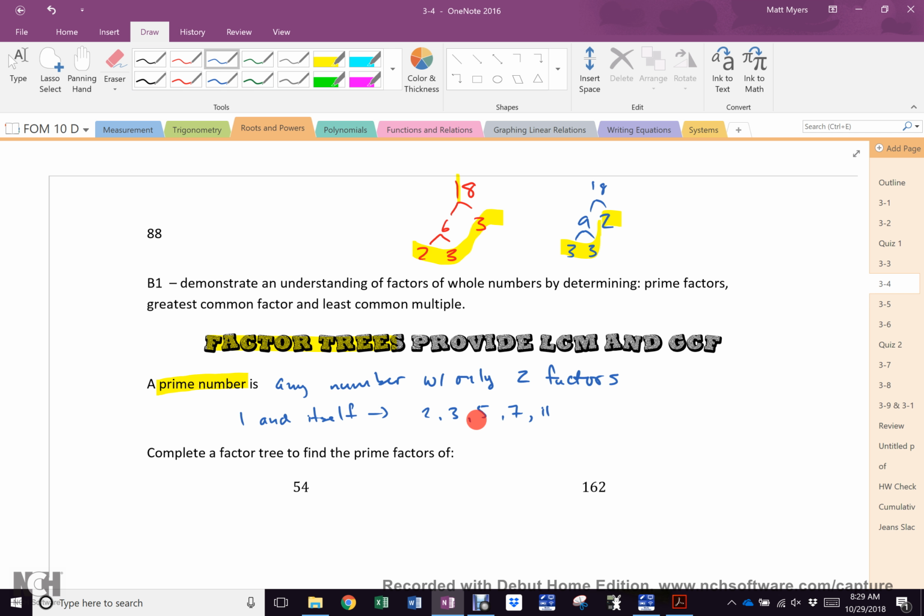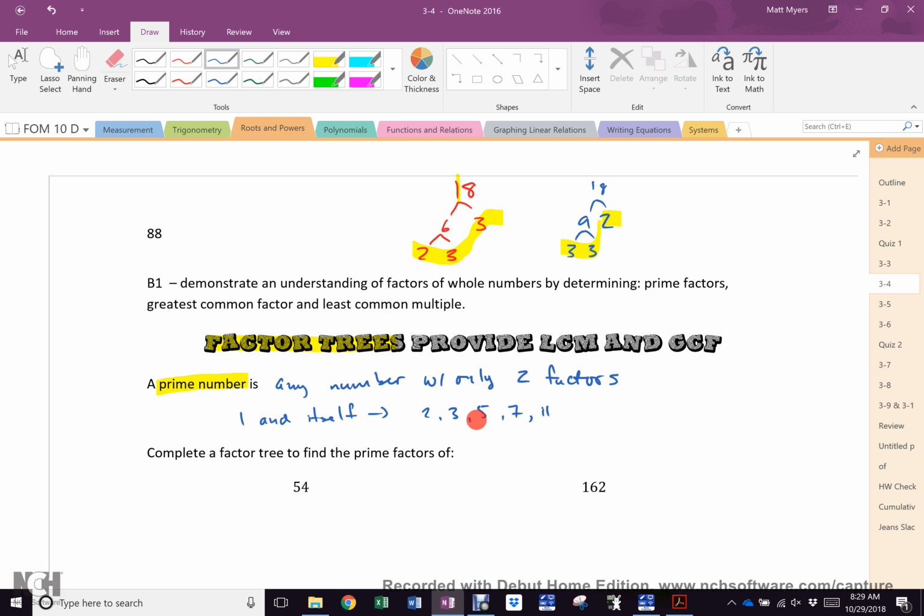If the digits add up to a number that divides by 3, the whole thing divides by 3. Right? So 126: 1 plus 2 plus 6 is 9. So 126 will divide by 3. If it divides by 2 and it divides by 3, it will divide by 6.